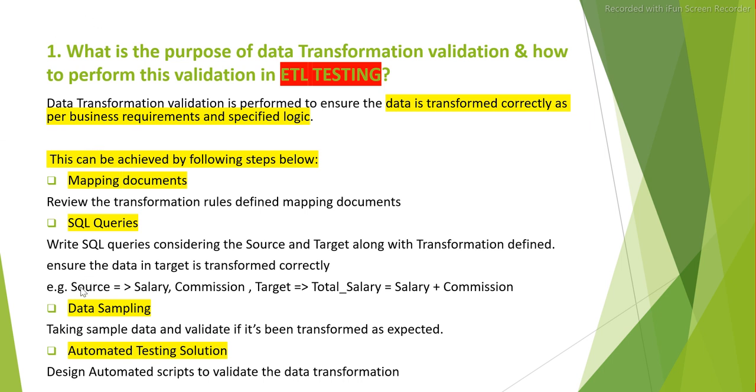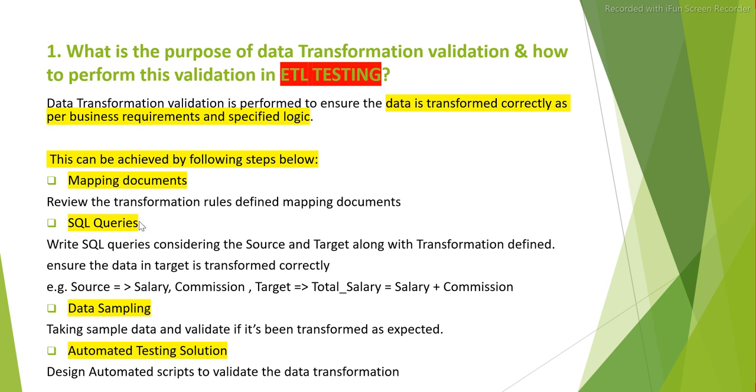I have taken one simple example of what kind of transformation it could be. Let's say the source is having two columns in my database, salary and commission, and in my target, I just want a single column which is called total salary, and the total salary should be the sum of salary plus commission, right? So this is one of the transformations, right? And for this, we have to write a SQL query to validate it, correct?